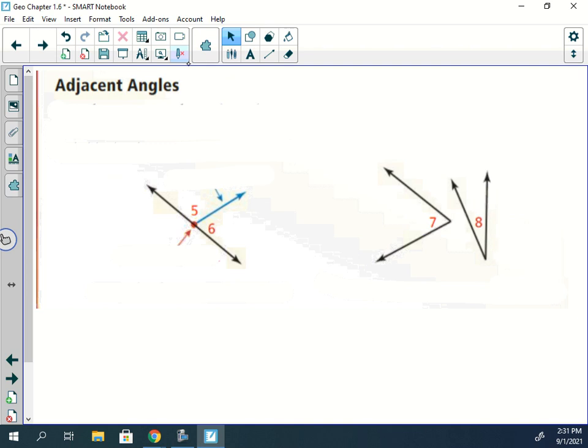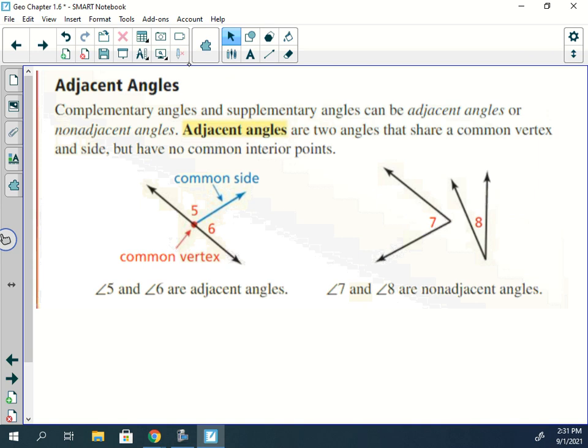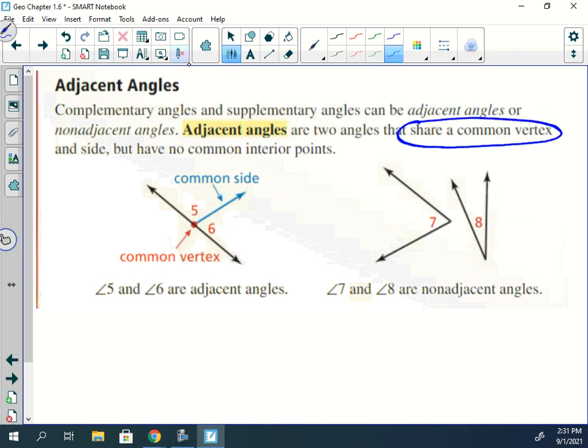Adjacent angles is the other part we're getting down here. You don't have to write the whole thing. Complementary and supplementary angles can be adjacent angles or non-adjacent angles. Adjacent angles are two angles that share a common vertex and common side, but have no common interior points.